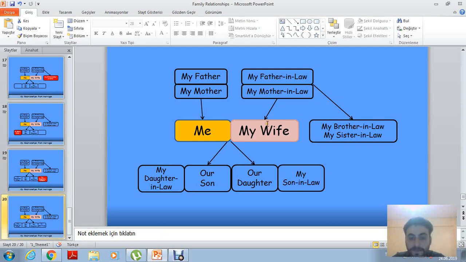So let's see again. If you are a man and you have a wife, your wife's parents are your mother-in-law and father-in-law. And if your wife has a brother, that brother is your brother-in-law. If your wife has a sister, her sister is your sister-in-law. If your children are married, your son's wife is your daughter-in-law, and your daughter, if she's married, her husband is your son-in-law.